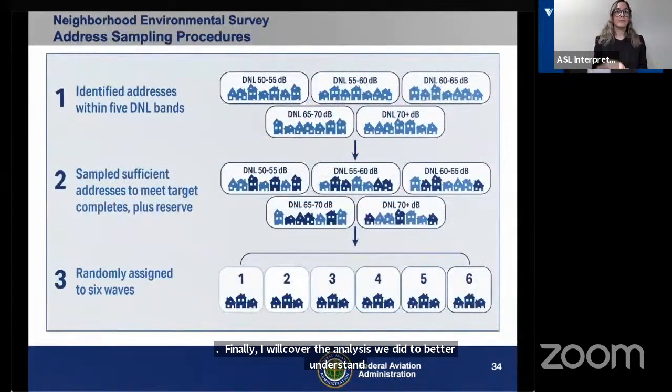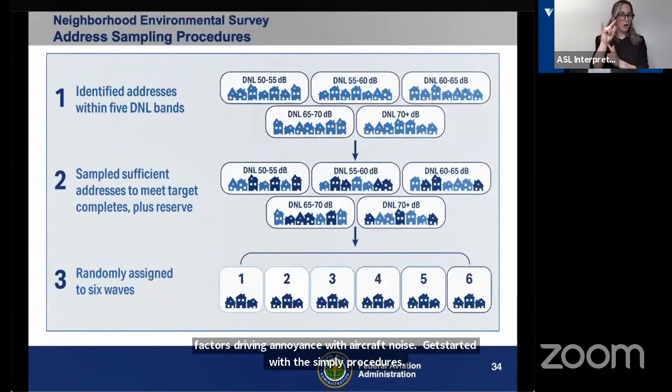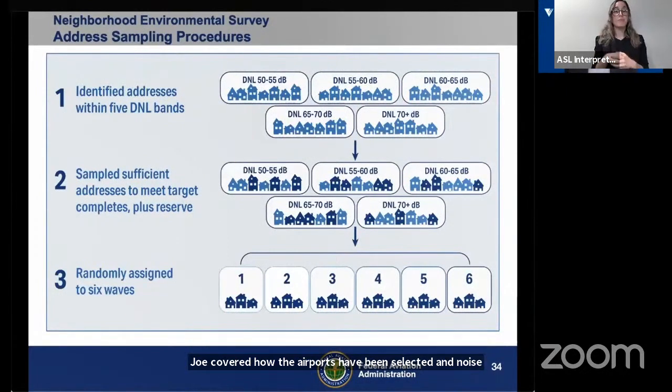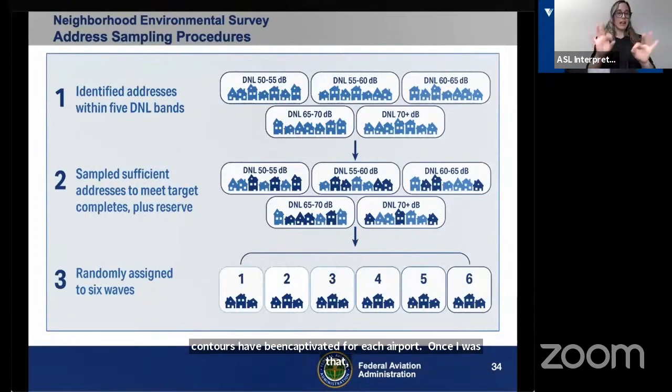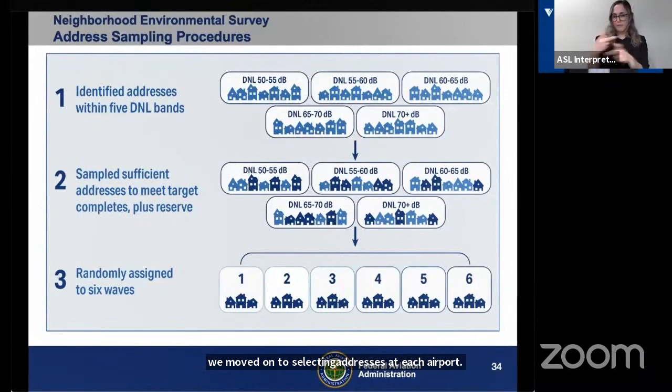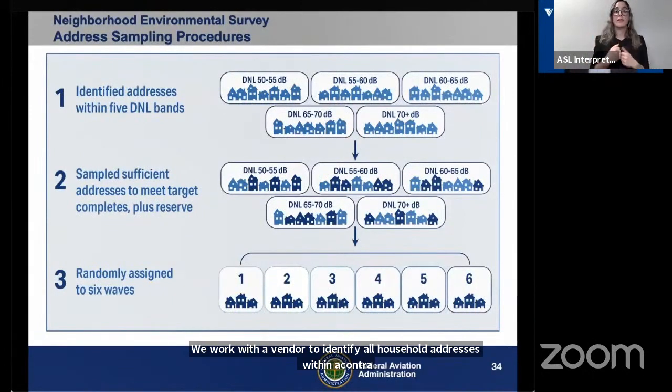Joe covered how the airports had been selected and noise contours, or dose, had been calculated for each airport. Once that was done, we moved on to selecting addresses at each airport. Westat worked with a vendor to identify all household addresses within the noise contours developed by HMMH. The address lists are sourced from the United States Postal Service and are the most complete lists available.